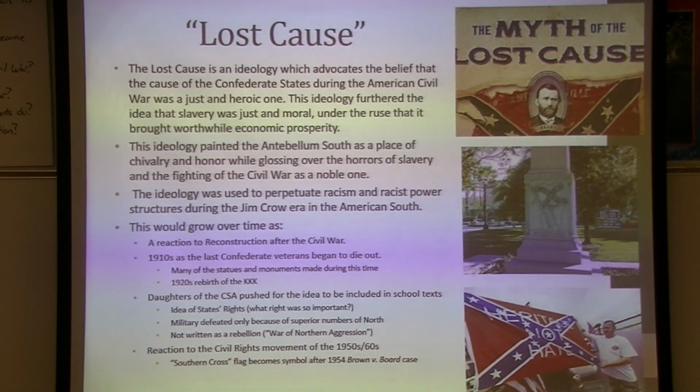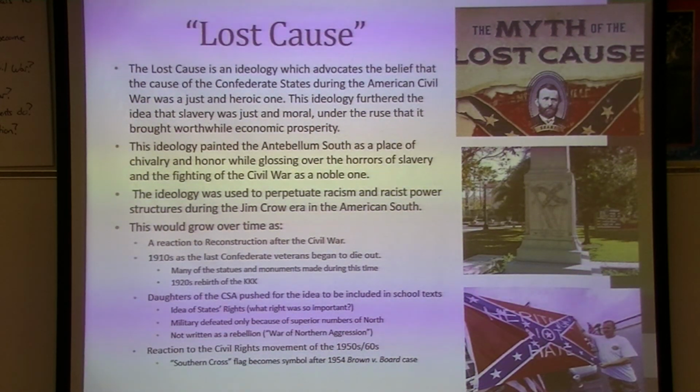But what right were they fighting for? As we will later on look at the Confederate Constitution, this is where the right of slavery will be there. For the Lost Cause, the reason why the South lost the Civil War was just because of the superior numbers of the North. And here, they won't write it as a rebellion.